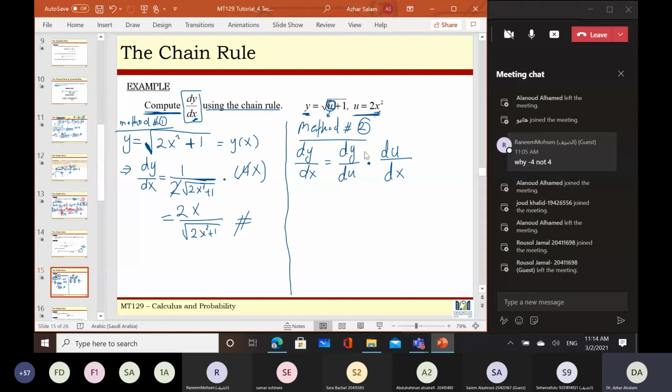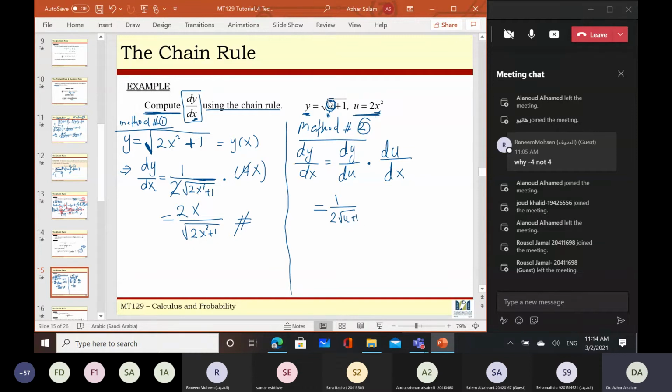إيش معنى هذه الجملة؟ That means that I will differentiate this. راح أشتق الدالة y بنفس المتغير اللي فيها، وبعدين اشتق الدالة U بالمتغير X وأضربهم في بعض. Okay? So here I will differentiate this one first, which is the square root. It will be 1 divided by 2 multiplied by square root, which is u plus 1.